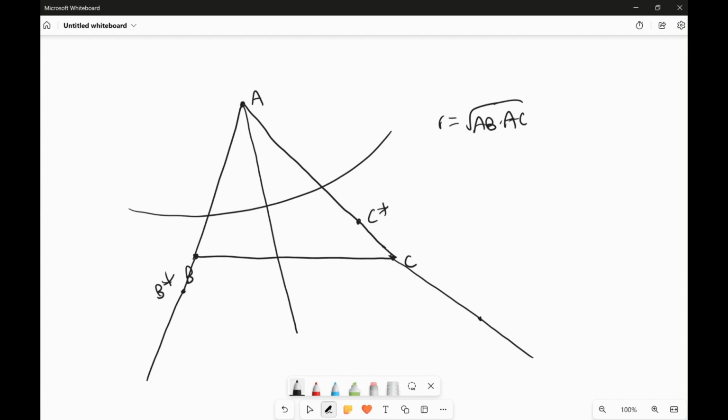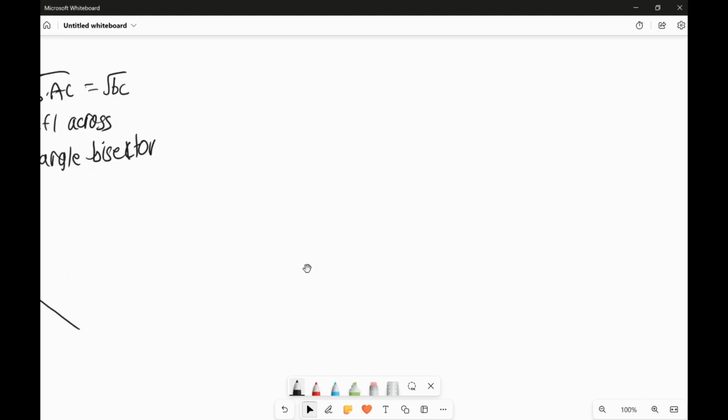So a force overlaid inversion is an inversion with center A and radius square root of AB times AC, which is also commonly denoted as square root BC inversion, followed by a reflection across the angle bisector. So that's a force overlaid inversion. Let's take a look at what it does.